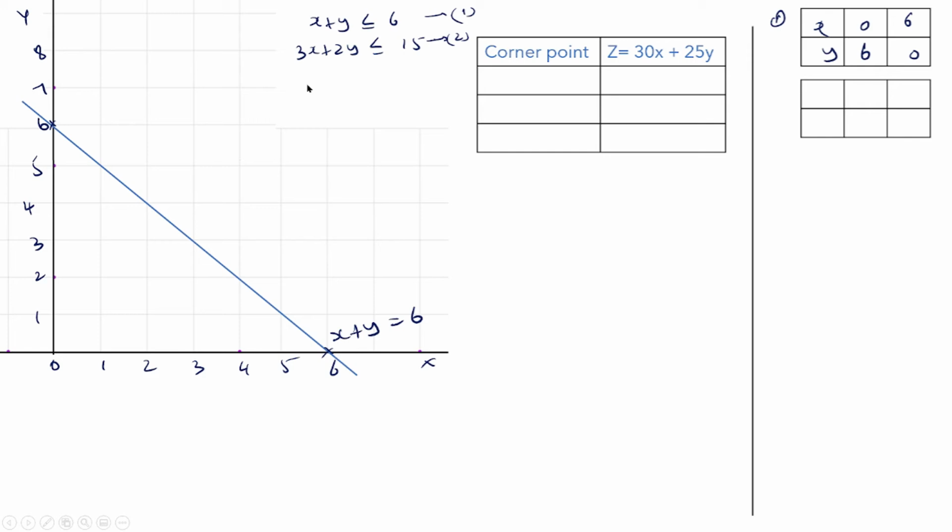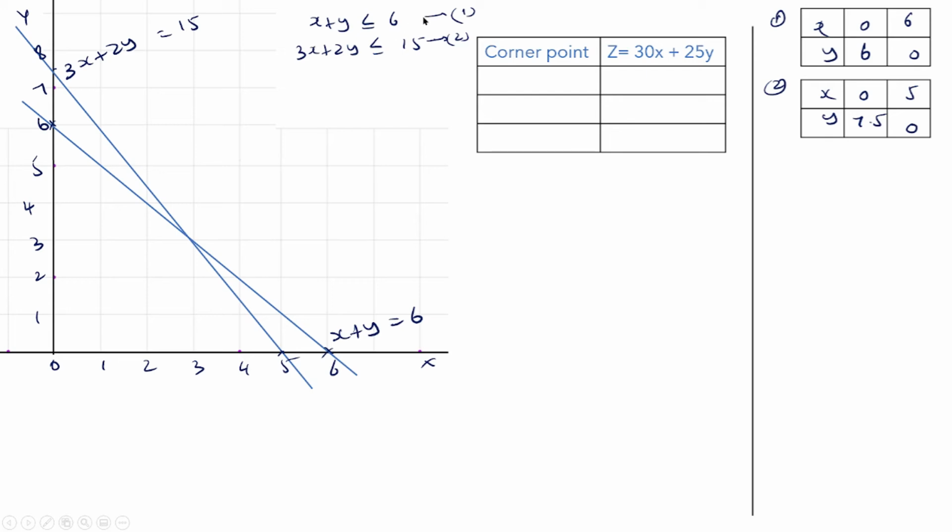Next we have the second one, 3x plus 2y equal to 15. So when x is 0, y is 7.5 and when y is 0, x is 5. So this is (0, 7.5) and this is (5, 0). So if we draw a line joining these 2 points, we get the line 3x plus 2y equal to 15.